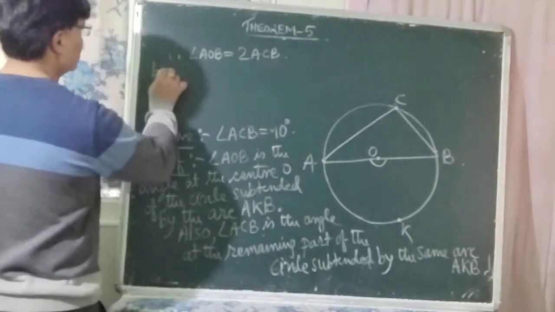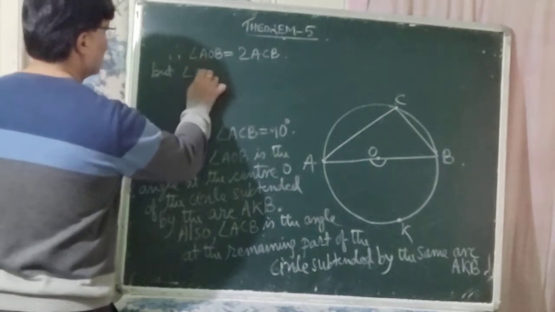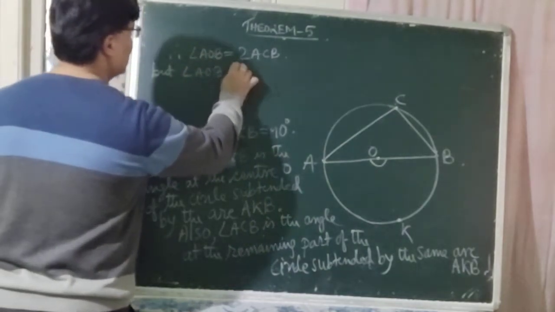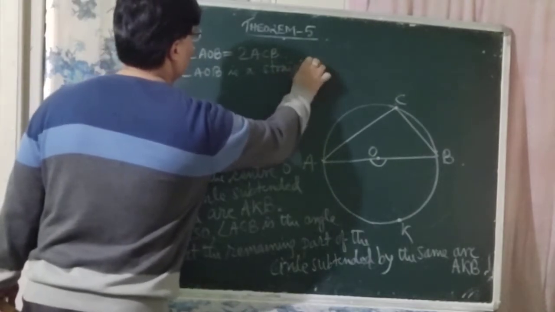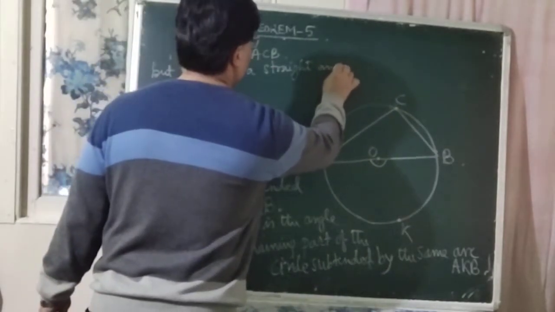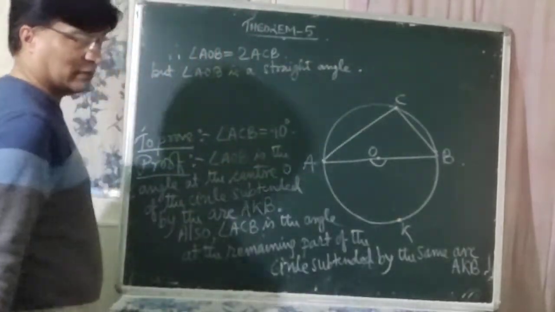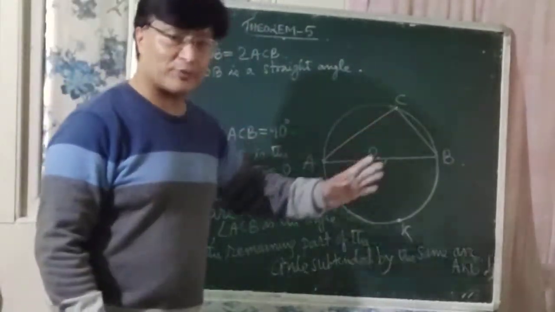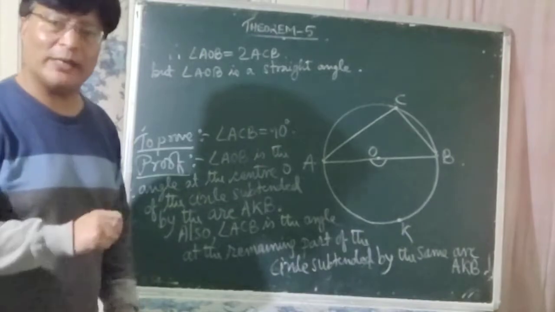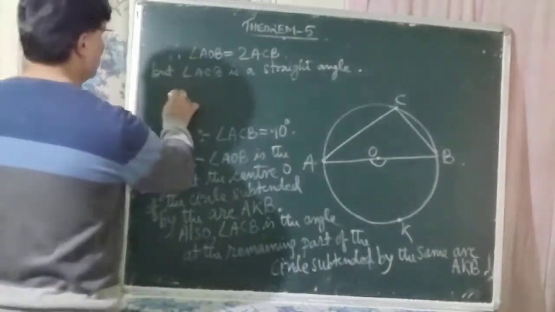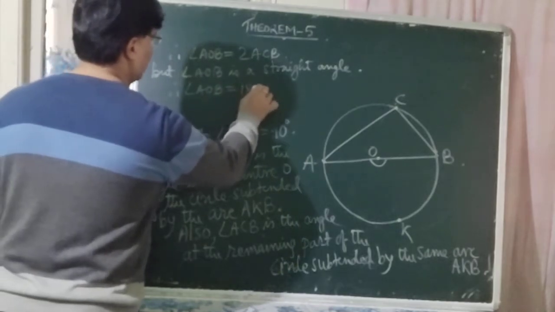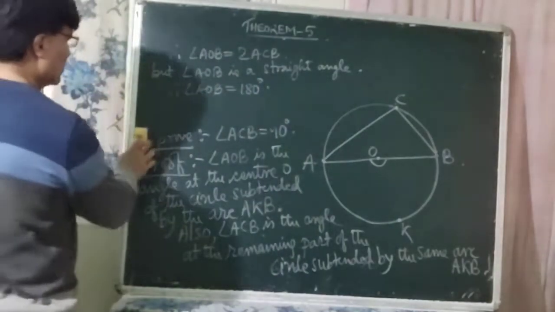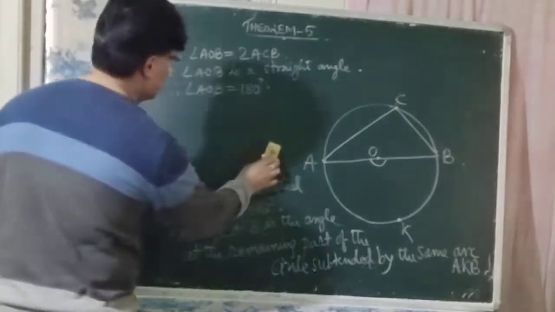But angle AOB is a straight angle. This is known as the straight angle, since AOB is a straight line, isn't it? So what is angle AOB? It is 180 degrees. Therefore, angle AOB is equal to 180 degrees.